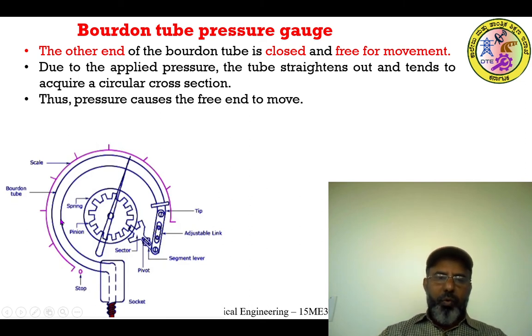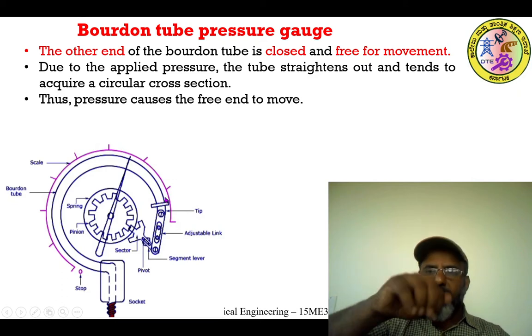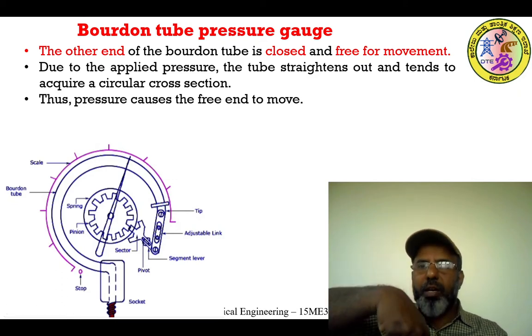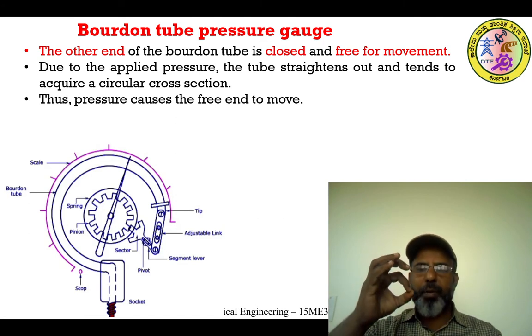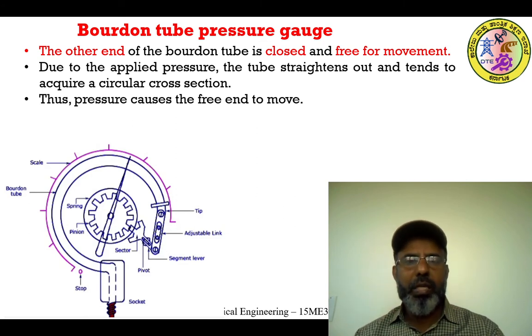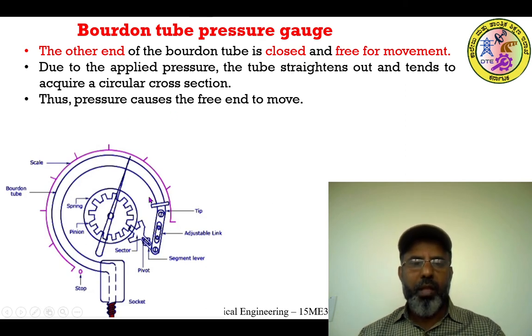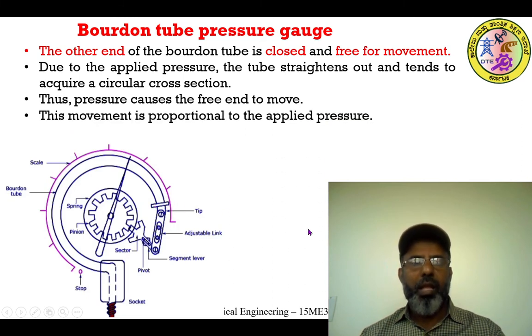When the fluid enters under pressure, the bent tube tries to straighten, and the elliptical section is going to become a circular cross section, and that pressure is going to cause this free end to move here. The movement of the Bourdon tube is proportional to the applied pressure.